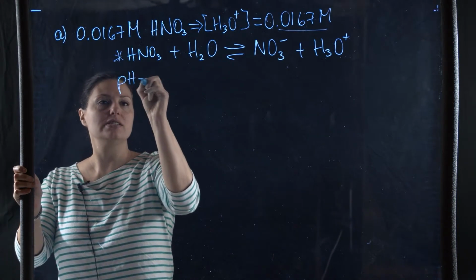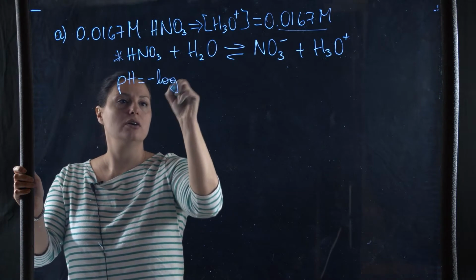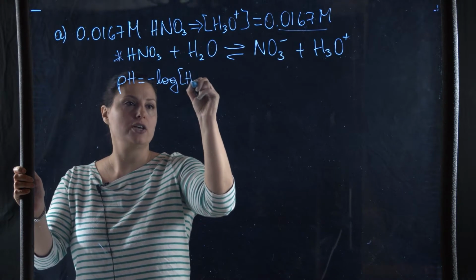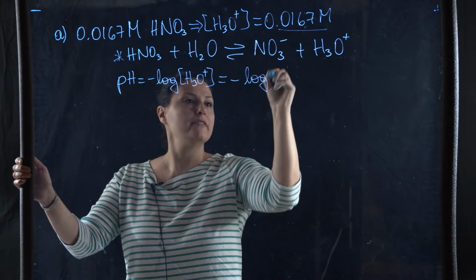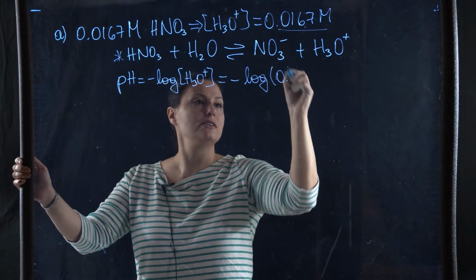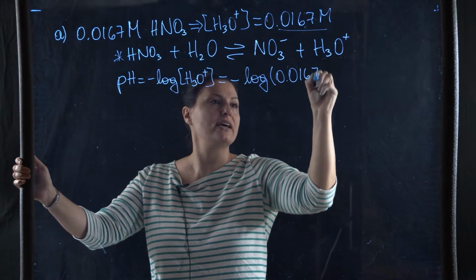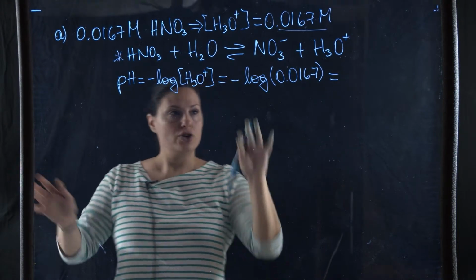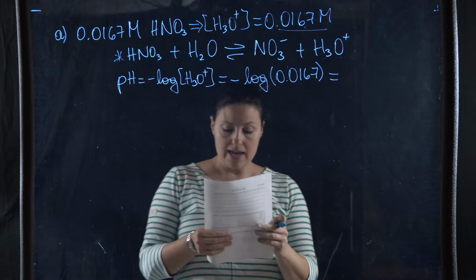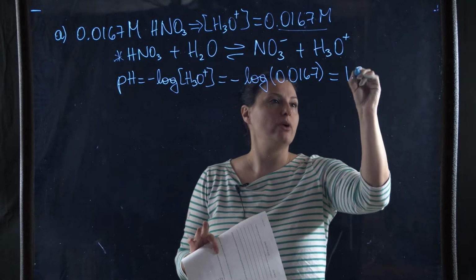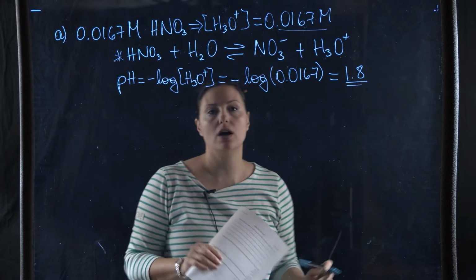And now that I know that, I can figure out the pH very easily. Remember, pH is equal to minus log of the concentration of H3O plus, so minus log of this number here, 0.0167. Make sure you know how to enter it in your calculators. That gives me a pH of 1.8. Pretty strong acid.